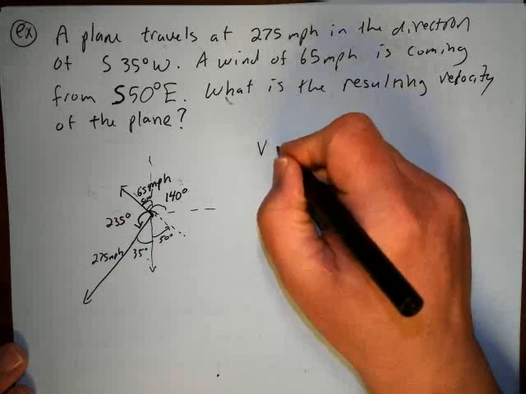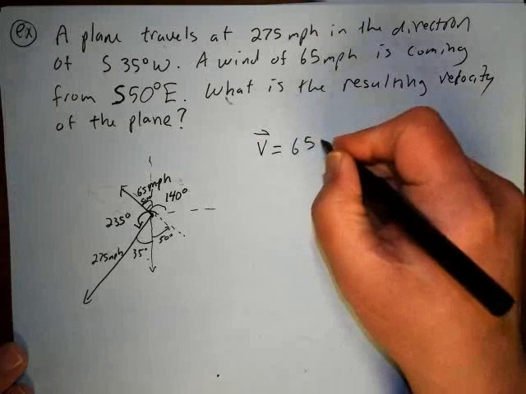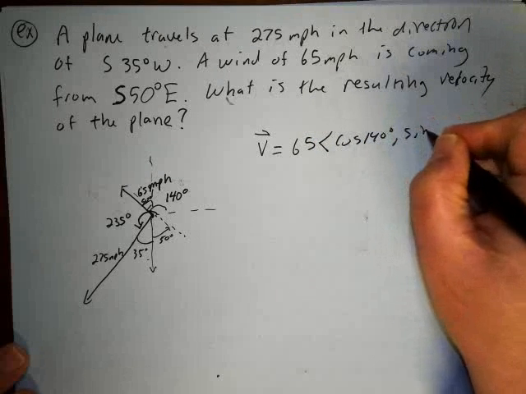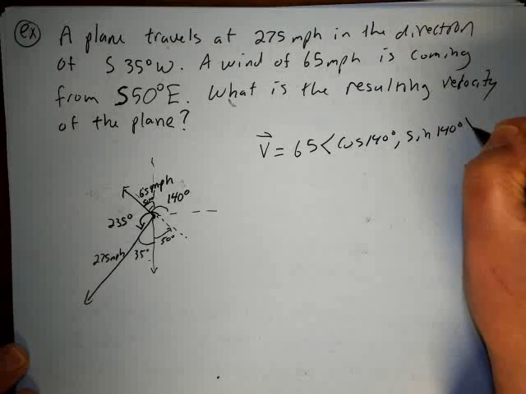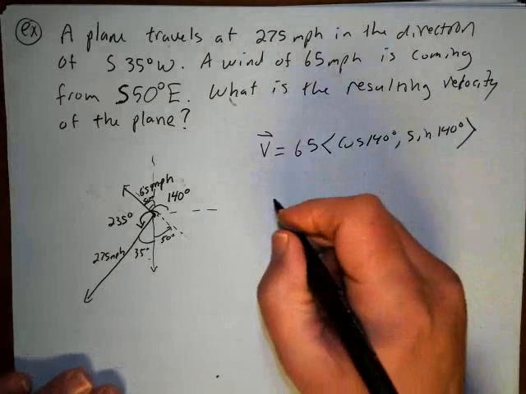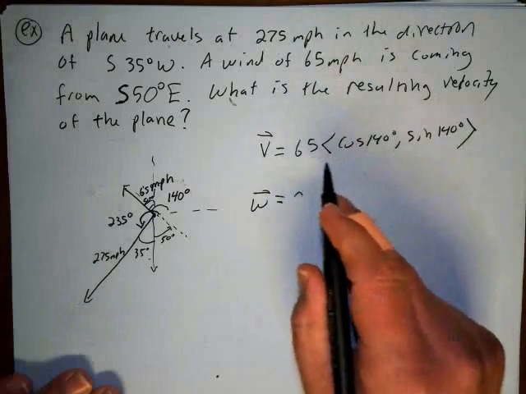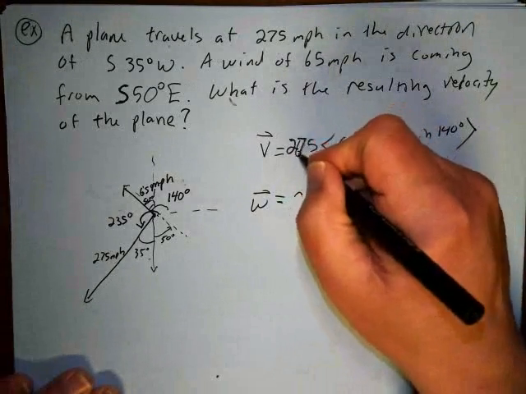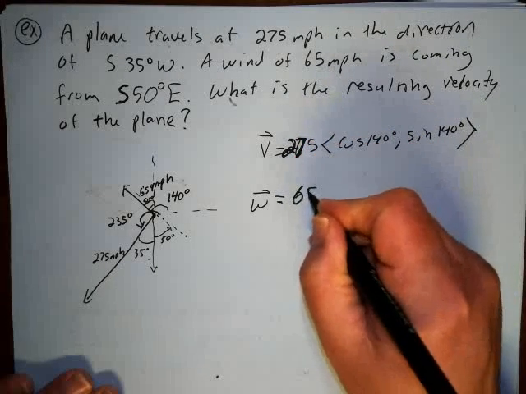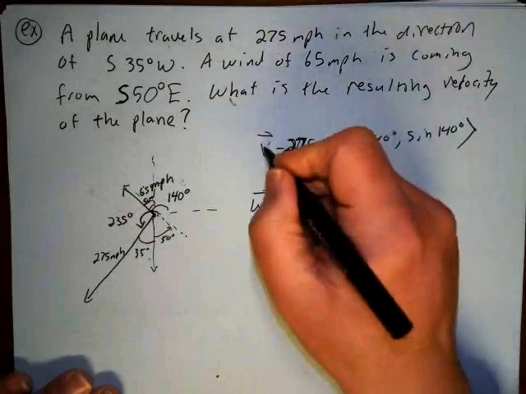So let's do V for the velocity, and this is going to be 65, and then I'm going to have cosine of 140 degrees, sine of 140 degrees. And then we will do one for the wind, which is, sorry, this should be 275. 275. The wind is the 65, so 65, and, nope, I did it right. I just labeled these wrong.